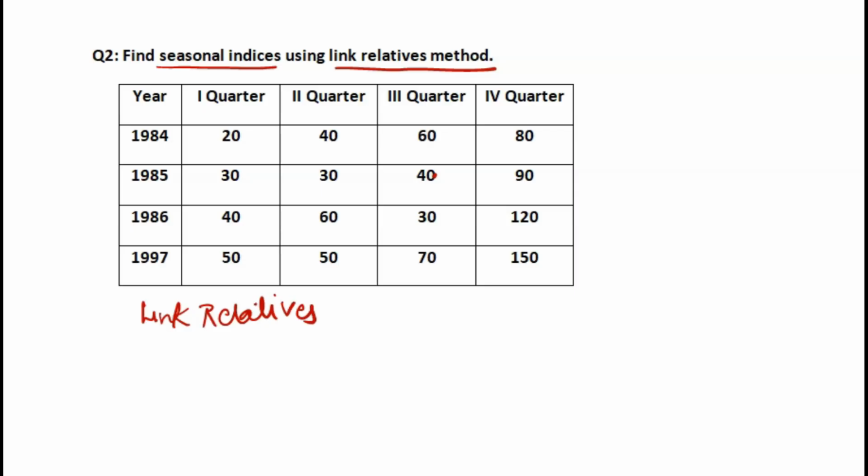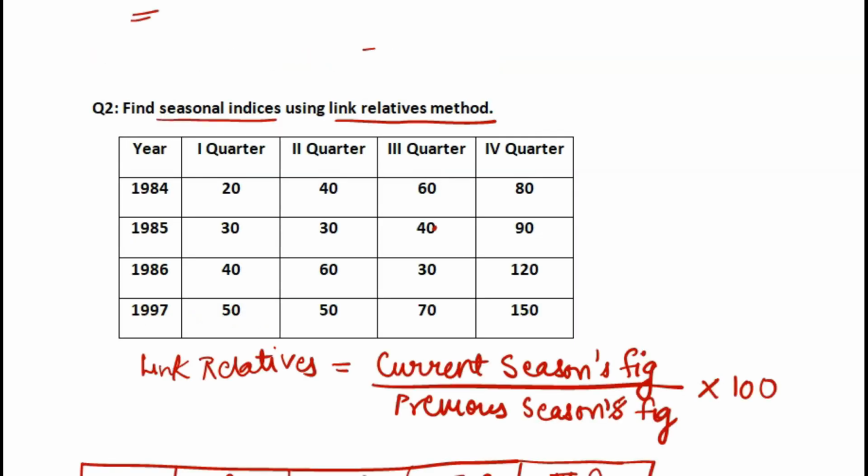How we can find out the link relatives? This is the link relatives method, so we will find out the link relatives. Formula is current season's figure divided by previous season's figure multiplied by 100. What does that mean? Like if we are taking this value, first year first quarter, the current season's figure is 20. Previous value is not there, so here we cannot find it. So we will put a dash here in this first column.